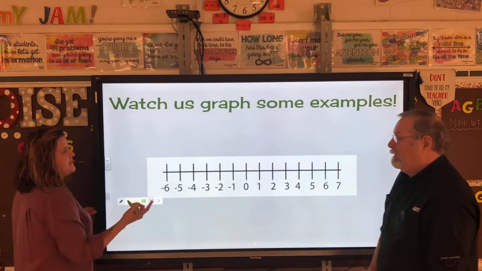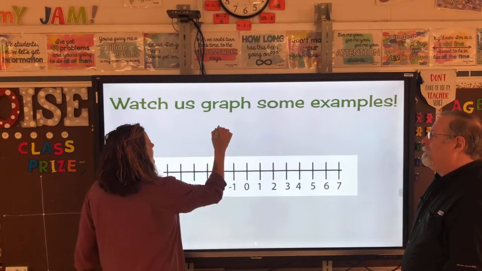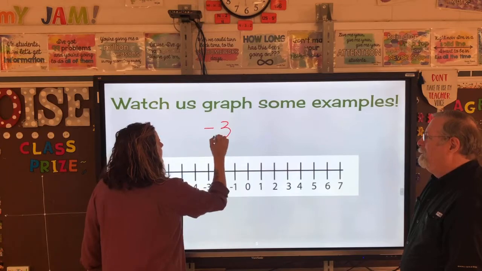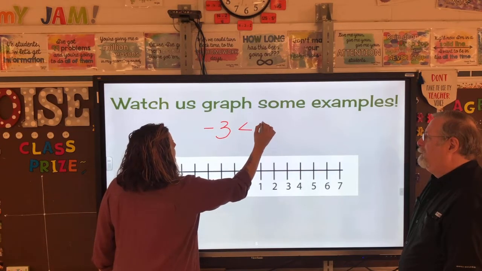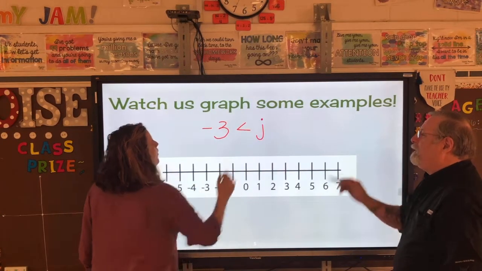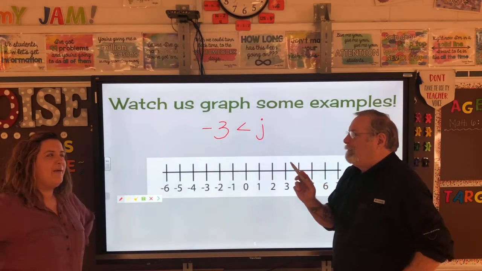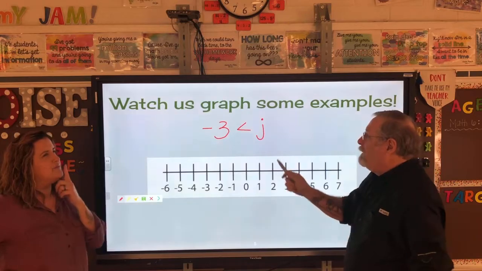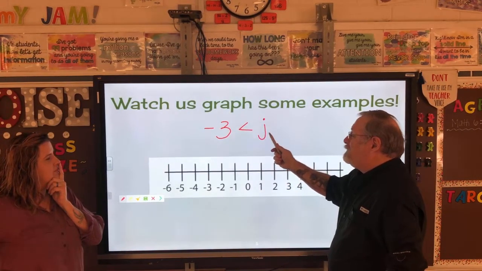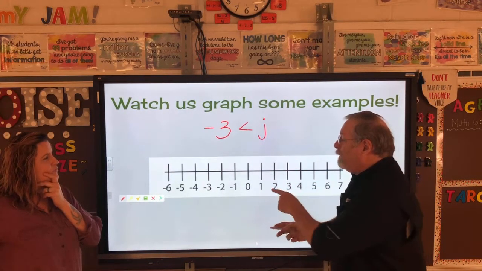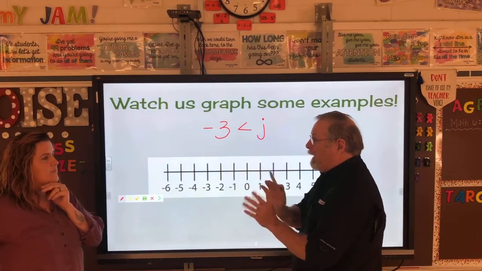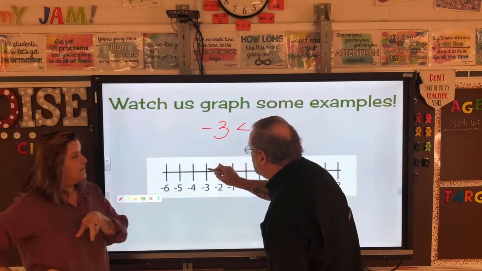Well, what happens if the variable's not first? Let's say I have -3 is less than J. Well then, the best way to do this is to think about it. We know we're going to start at -3. There's no line, so I'm going to start with an open circle.